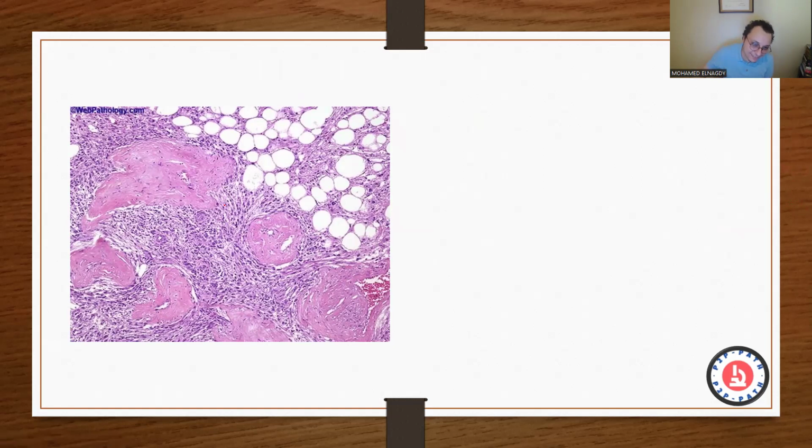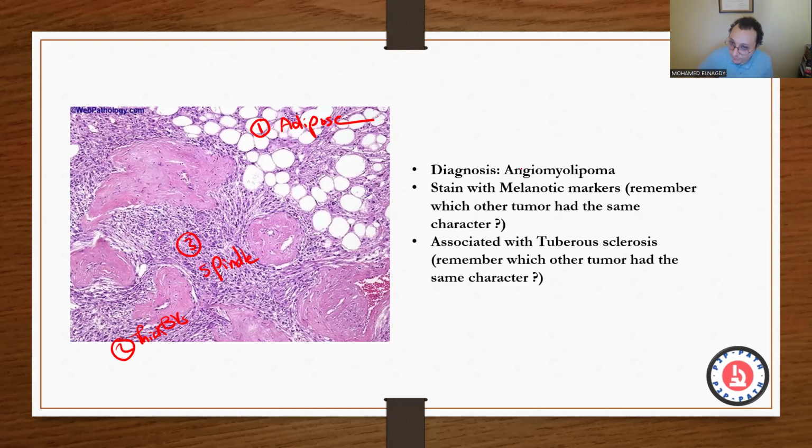First I can see adipose tissue on the upper right corner. Okay, and then I see there is an increase in blood vessels and they are thickened. Thick blood vessels. And then the third one is the spindle cells in between. The spindle component. So that makes it the angiomyolipoma. Oh, good job. So this is a very easy, straightforward one.